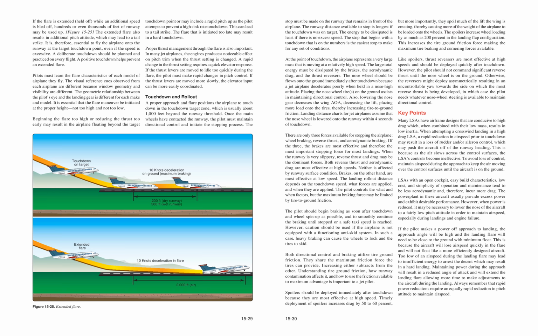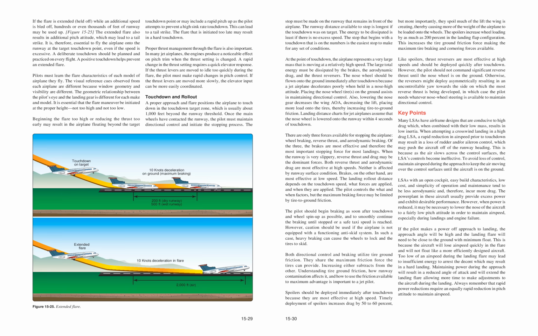It is, therefore, essential to fly the airplane onto the runway at the target touchdown point, even if the speed is excessive. A deliberate touchdown should be planned and practiced on every flight. A positive touchdown helps prevent an extended flare. Pilots must learn the flare characteristics of each model of airplane they fly. The visual reference cues observed from each airplane are different because window geometry and visibility are different. The geometric relationship between the pilot's eye and the landing gear is different for each make and model.